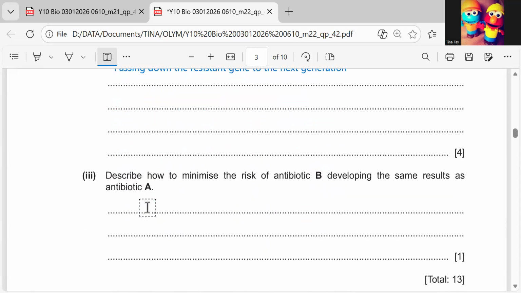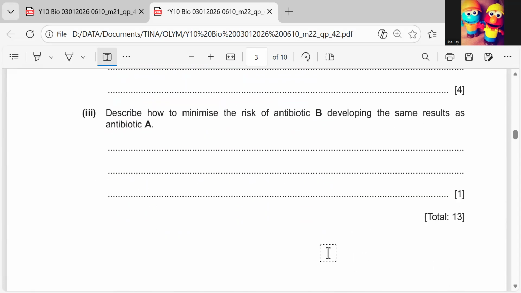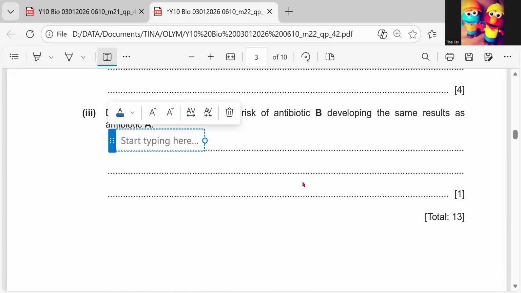Describe how to minimize the risk of antibiotic resistance developing. So what causes it? You must complete the course of antibiotics given by doctors. What's another way? Remember?